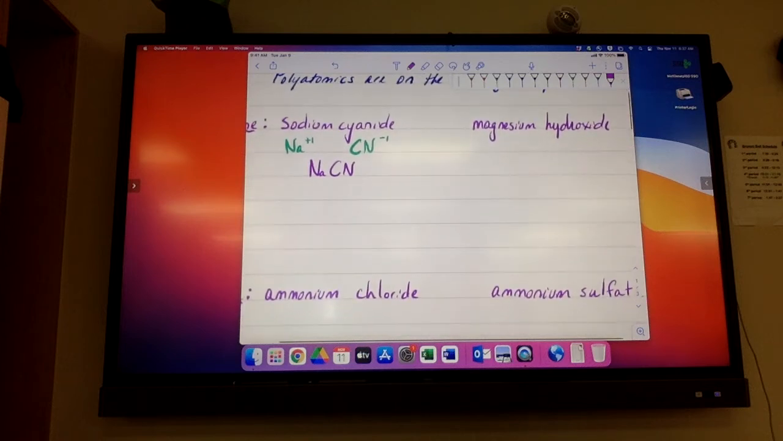Magnesium hydroxide is next. Magnesium is just Mg, what's its charge? +2, good. Now hydroxide, that sounds like it's an element, but double check that list. It's alphabetical, so it's going to help you search it. It's on there, isn't it? So it's not an element, it's a polyatomic. And it's O, capital H with a -1.